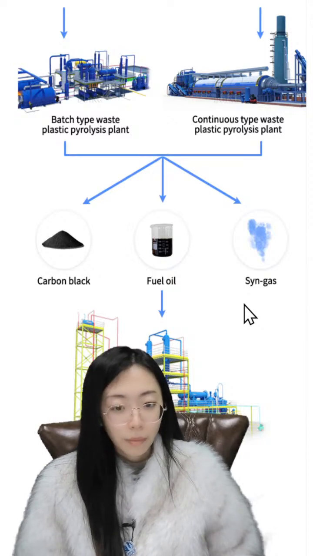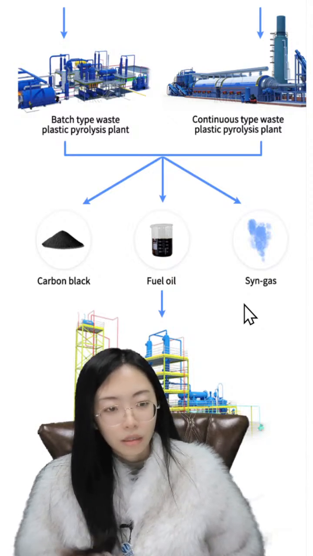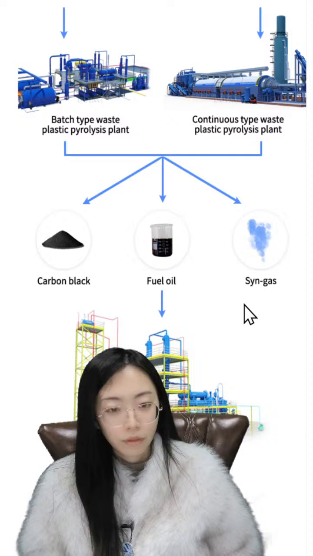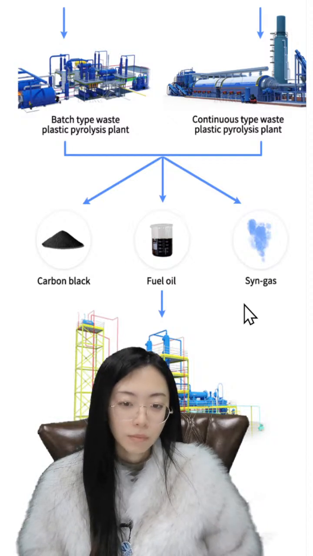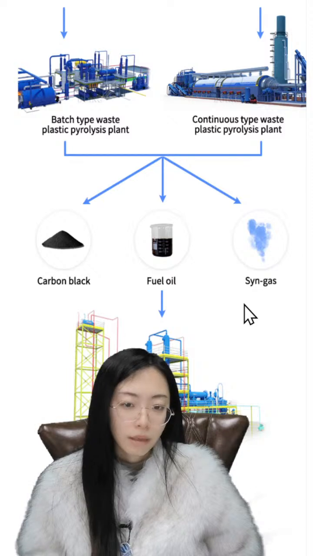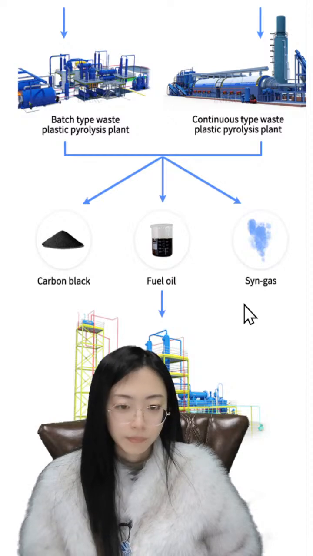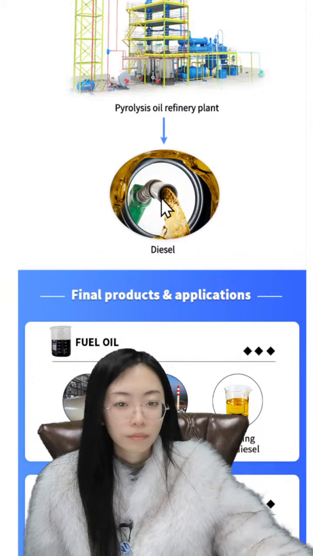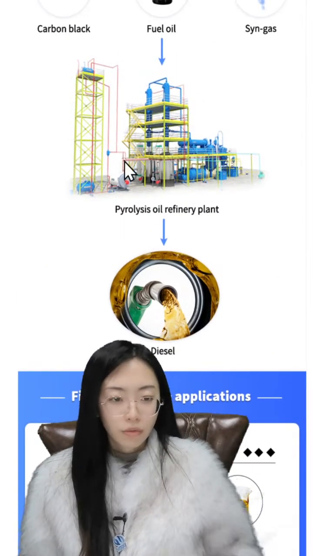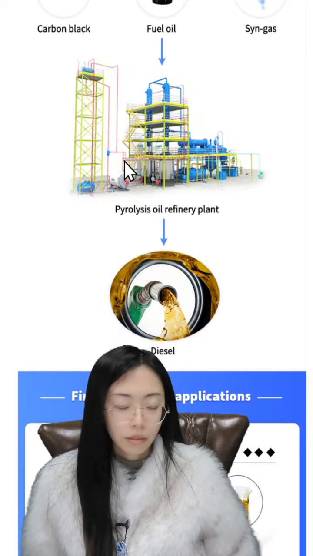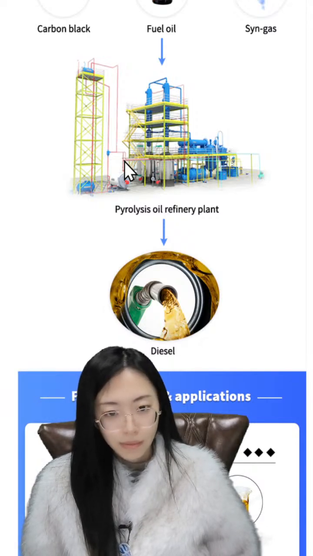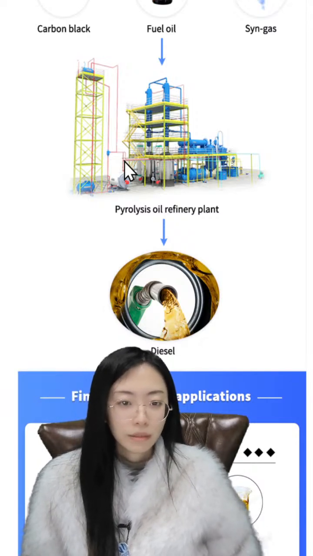And the carbon black, that is because the oil contacts the carbon black for less time than in the batch type. If the carbon black has a lot of oil inside, it will influence the price and the quality. And then we can refine them into diesel. This is another equipment, the desulfurization system, the purification refining system. That is also our main equipment.